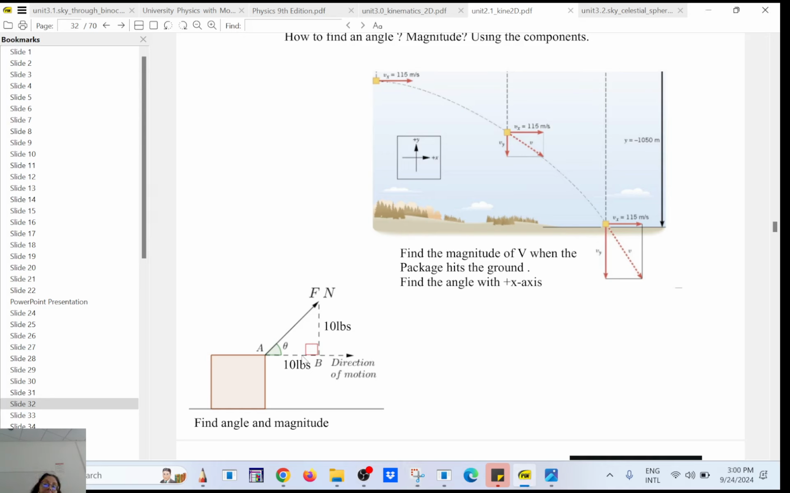What do you think here? So you are pulling a block. It has an X component of 10 pounds. Y component is 10 pounds. What's the angle? It makes a perfect square. It's going to be 45 degrees, right? So when the sides are equal to each other, it's going to be 45 degrees. Otherwise, you do arc tangent. 10 over 10 is 1, so it's going to be 45 degrees. Okay?